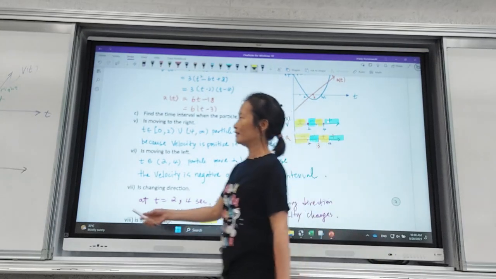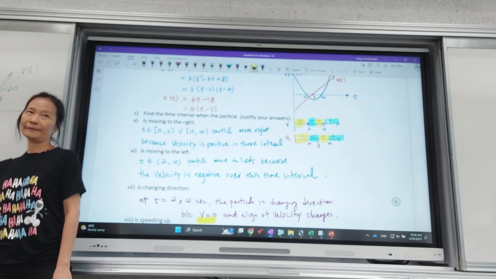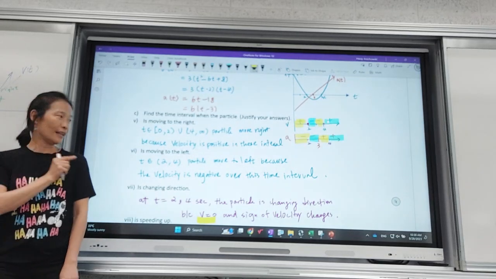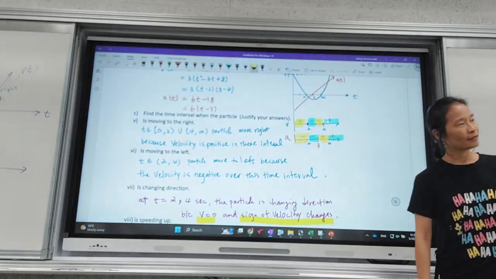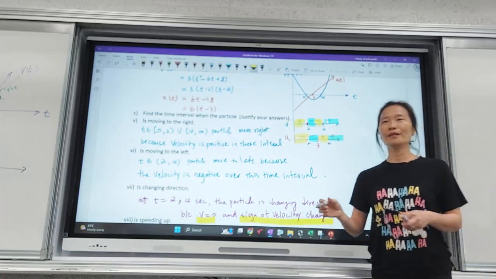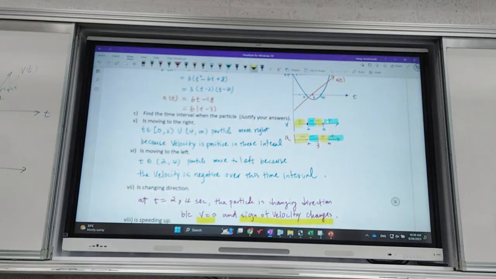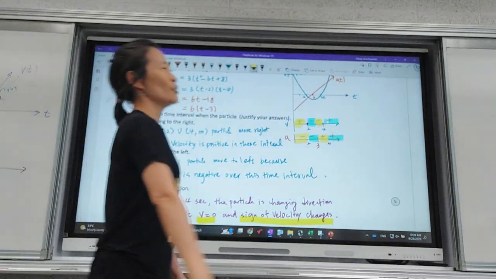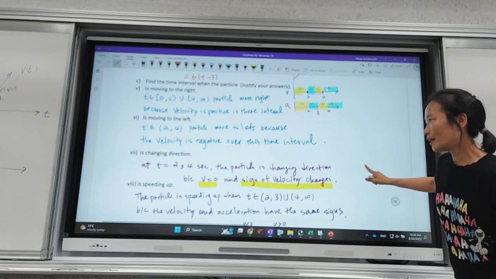Like I said, velocity is 0 doesn't mean you're changing direction. What else do you need to say? Velocity changes signs. The sign of velocity changes. If this is negative, negative, that means I'm just moving to the left and I stop to drink some tea and I continue to move to the left. I'm not turning around, right? Only when I change the sign, I will be changing direction. So remember that.